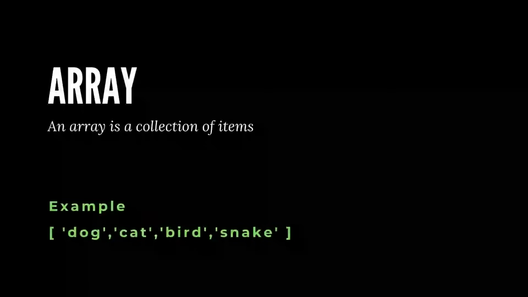In this video we are learning about arrays. Arrays are nothing but a collection of items. You can see the example down below. We have stored dog, cat, bird and snake inside of the array. Each item inside this array is a string, so we can call this array a string array. Similarly, if we store number values inside of this array, we can call it a number array.